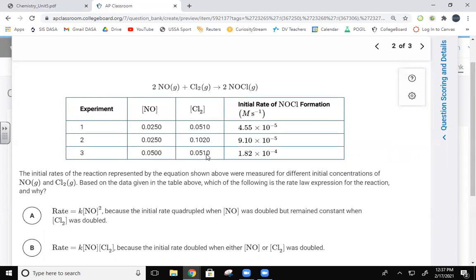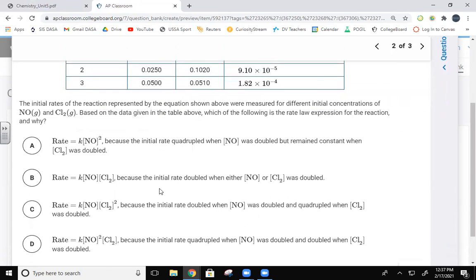Okay, so let's look here. Initial rate of NOCl formation in the unit of moles per second, or moles second to the negative first, which is so obnoxious. Okay. So, based on the data given in the table above, which of the following is the rate law expression of the reaction and why?